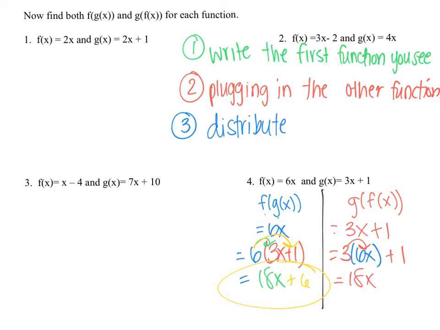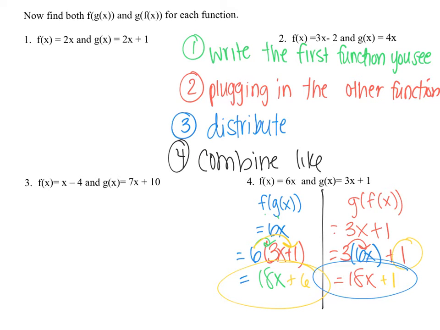Now here, I don't distribute to this one, right? It's not in the parentheses, so I don't distribute. So I just leave it. That's my answer. And then up here, step 4 is to combine like terms. We good there?